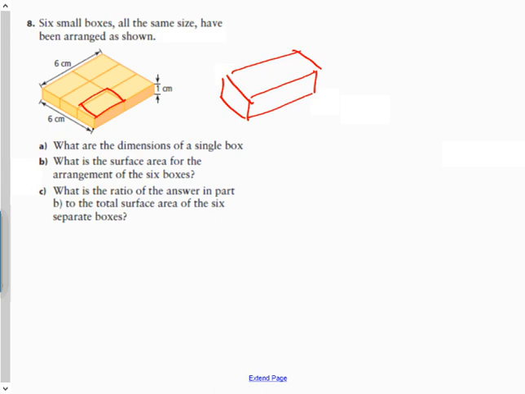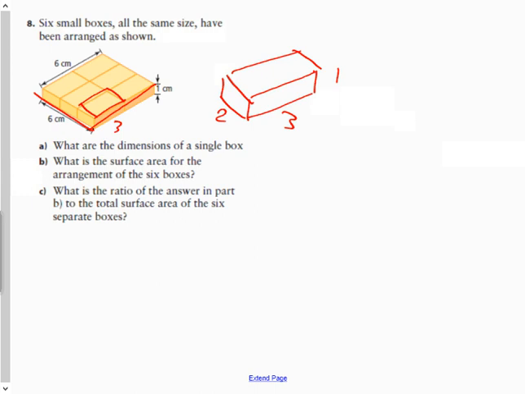And if we think about the dimensions, if the whole thing is 6 and there are 3 of them, that must mean that each dimension is 2. And if the whole thing is 6 here, that means this dimension must be 3. And the height doesn't change. So if we draw the dimensions of one of the boxes, it would be 2 by 3 by 1.